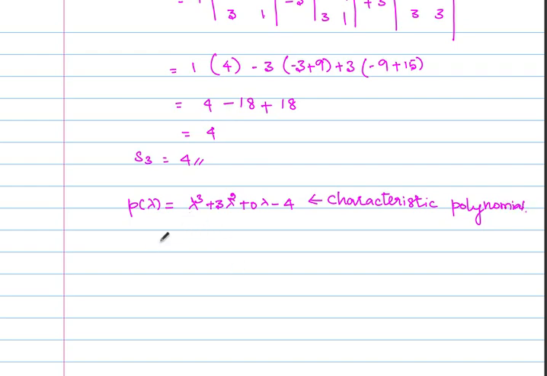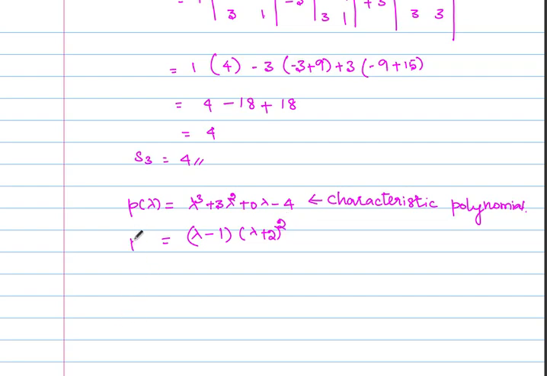Okay, now I am going to factorize. If you factorize, you will get that 1 is one of the roots, because when we add all the coefficients we get 0. So 1 is one of the roots. Now you can write this as lambda minus 1 times lambda plus 2, the whole square.